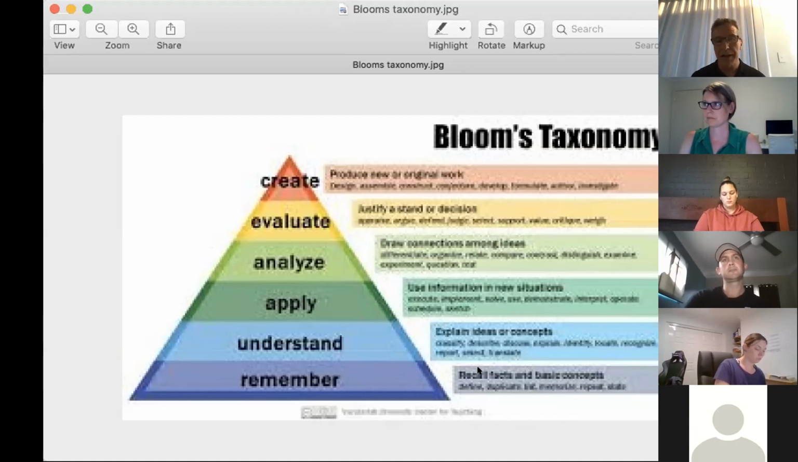I think it's a bad medium to be using in exams unless you are very clever at writing questions that can evaluate and analyze, and that's very hard to do in multiple choice.